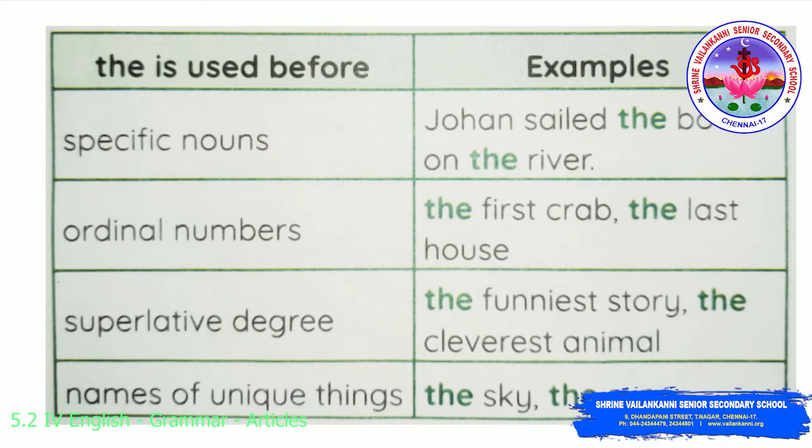Then, names of unique things, things which are very unique, you should use the here: the sky, the sun, the moon, the stars. Also you should use it for specific persons: the president, the chief minister, the prime minister. For unique persons also, you can use the before the word. These are the places where you should use the.